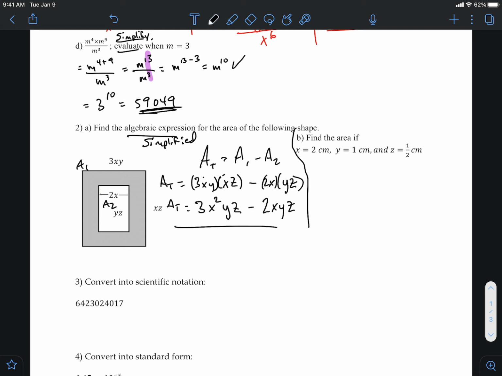Then if I jump over, now I can take that expression I've come up with and plug in the values. So we could say the total area is going to equal 3 times 2 squared times y, oh, don't write y. What y is is 1, and z is 1/2, minus 2 times 2 times 1 times 1/2. I'm running out of room, so don't write so big.